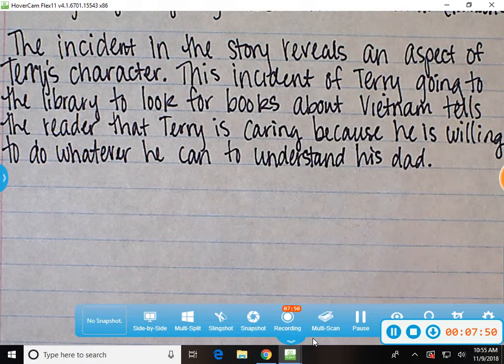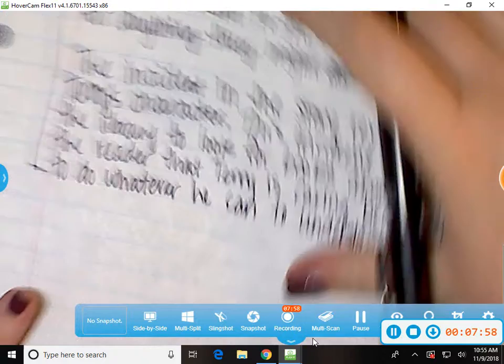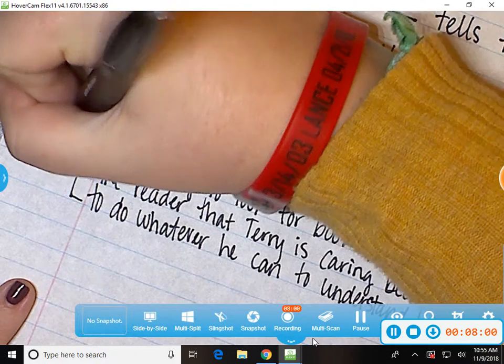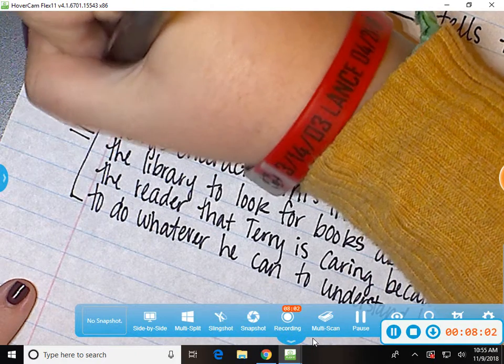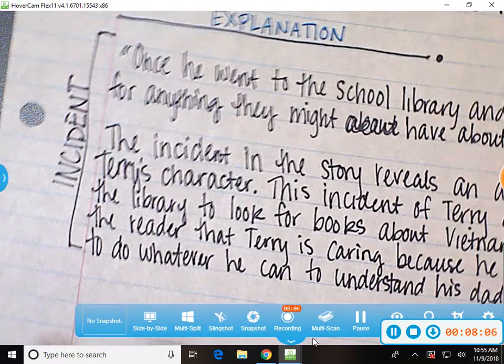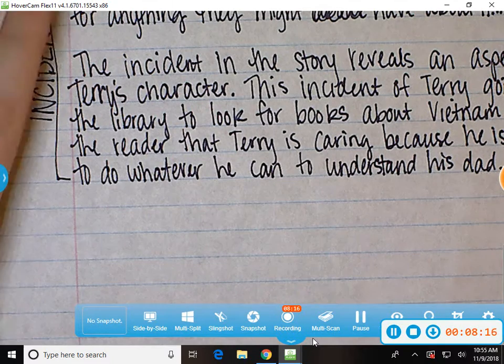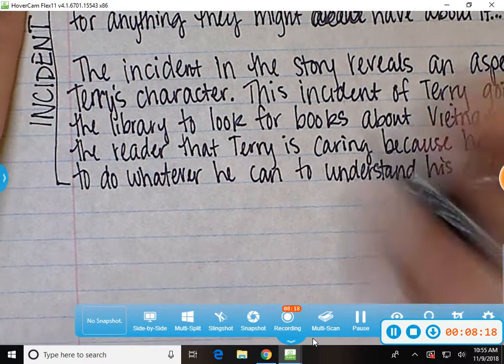Does this explanation make sense to you? We good? Yeah? Okay. So what I'm going to do is I'm going to draw like a little line here on the side, and I'm going to write incident. Because now we're going to do our dialogue one. So I'm going to give you a piece of dialogue. Let me check the time. Oh, we got to get going. Okay, so here we go.